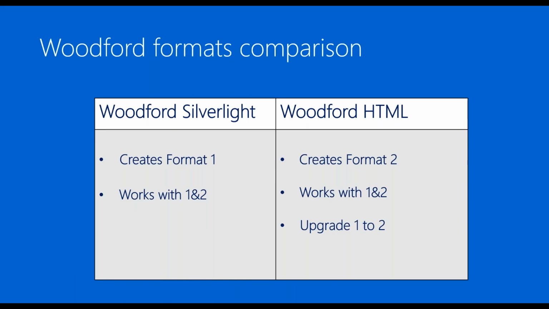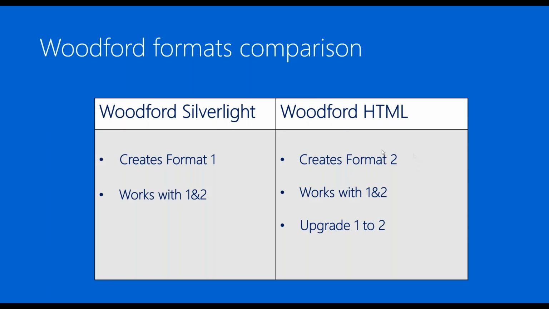If there is a new format, you might be asking, okay, but if I use Woodford Silverlight, what does this mean for the formats, and what does it mean with Woodford HTML? So if you use Woodford Silverlight, it will only create format number 1. Every new project you create with Woodford Silverlight will be format 1. It cannot create format 2. But it can open both of them. It can publish both of them.